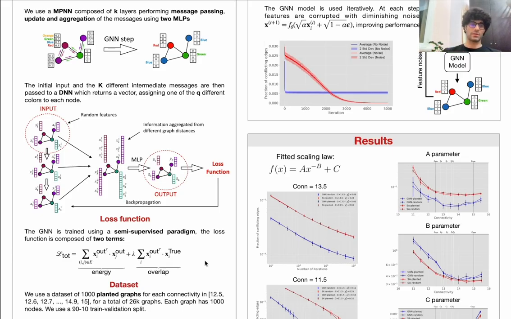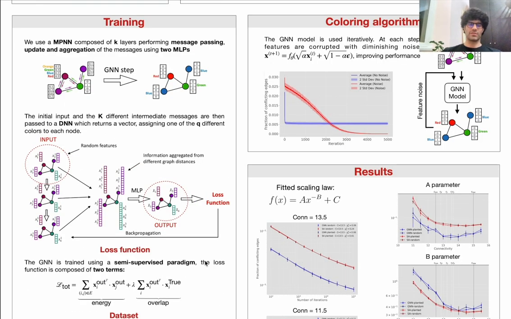And in our case, in order to have the ground truth, namely a graph which is already solved, so a graph with no conflicts, we created graphs using a technique that comes from statistical mechanics and is called quiet planting. For this study, our dataset was made of 26,000 graphs spanning different connectivities, and each graph having 1,000 nodes.